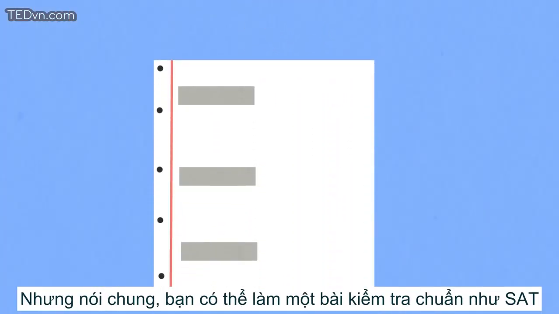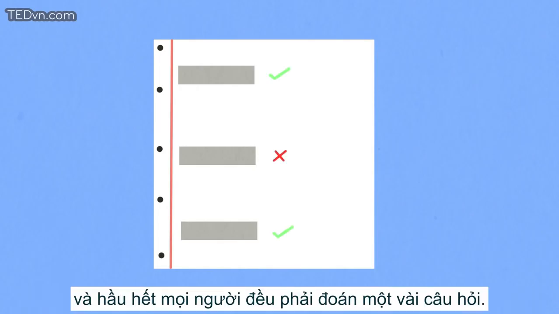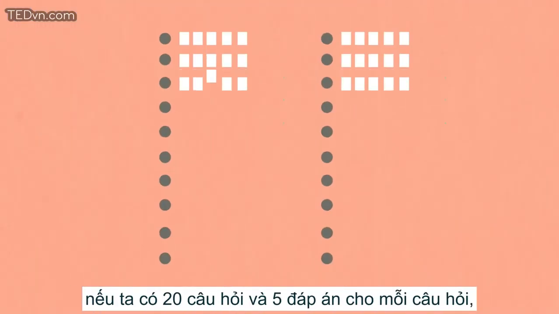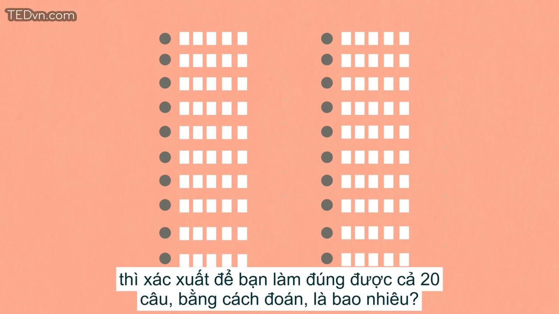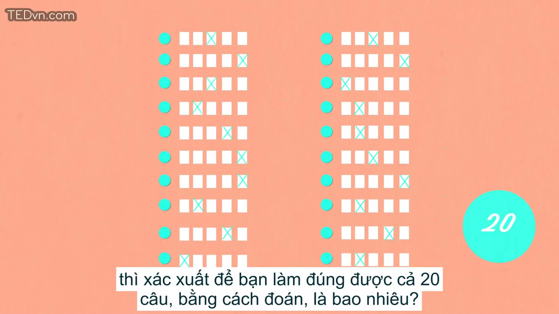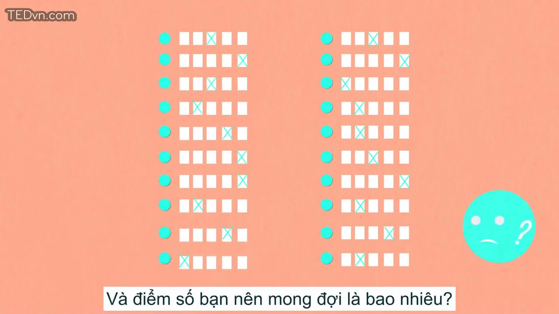But at one point, you probably took a standardized test like the SAT, and most people have to guess on a few questions. If there are 20 questions and 5 possible answers for each question, what is the probability you would get all 20 right by randomly guessing? And what should you expect your score to be?